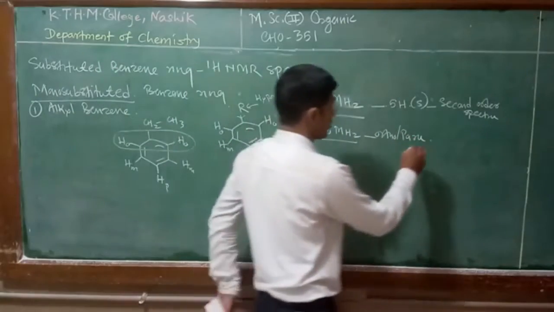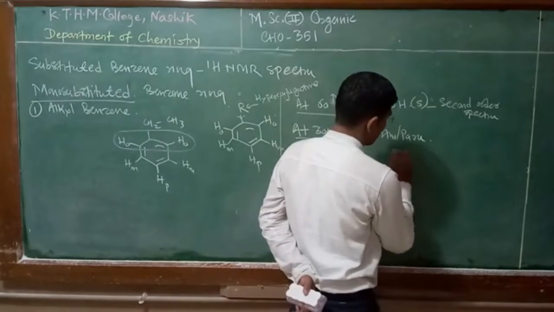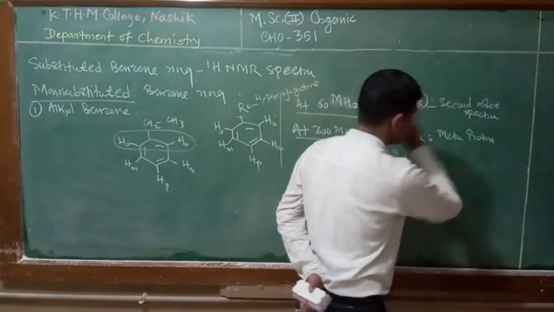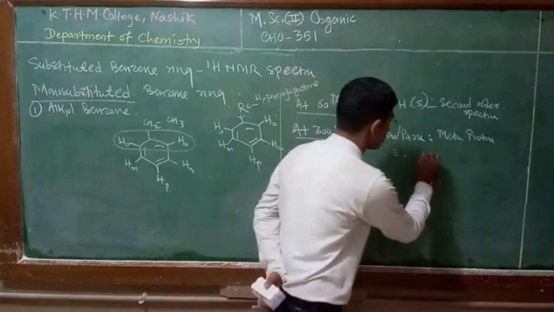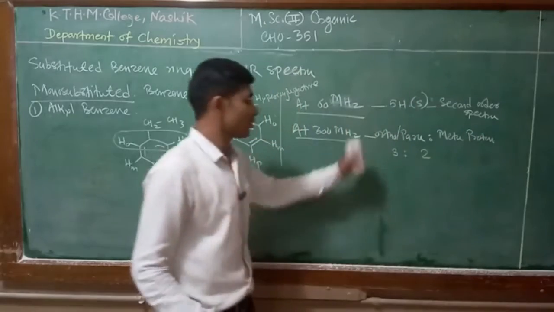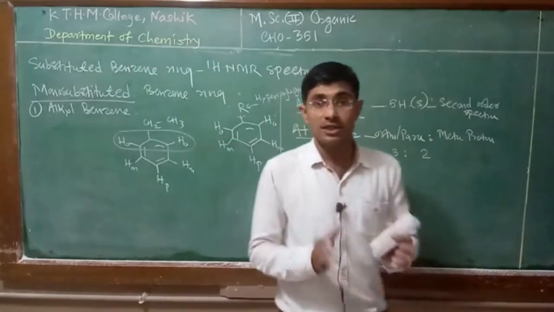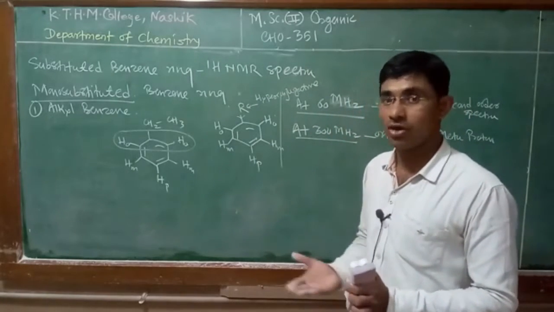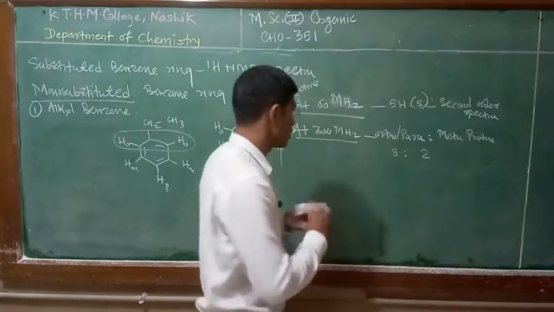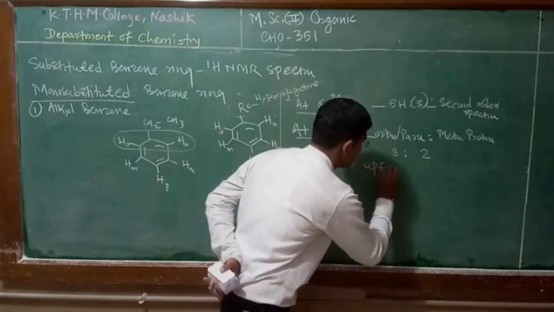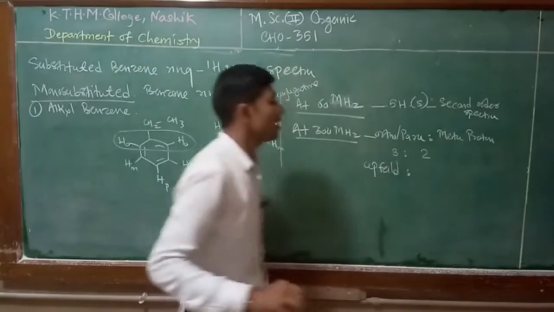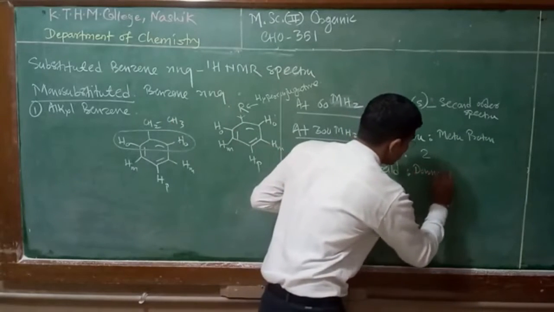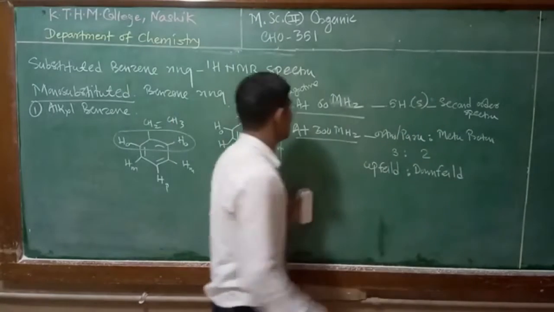So they are 3 protons, while the meta protons are deshielded as compared to ortho and para protons. Means we get a 3:2 ratio of signals here. So ortho and para protons are shielded, so they come in resonance at upfield. So we are observing the signal at upfield for these 3 protons, while these 2 meta protons show the signal at downfield at the 300 megahertz instrument.